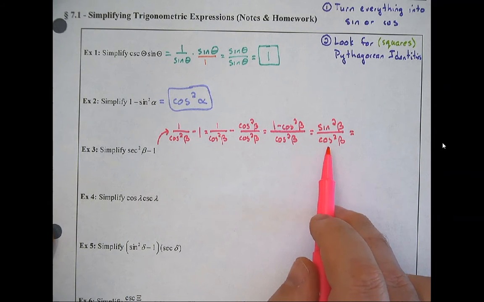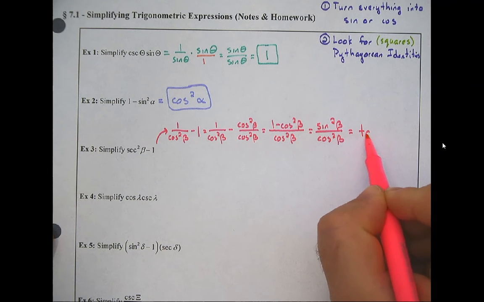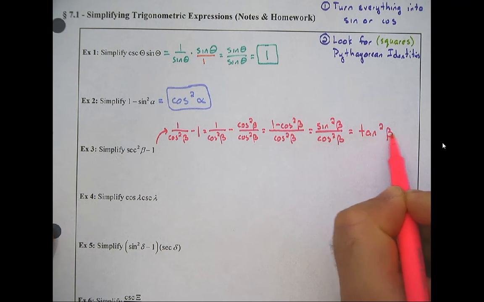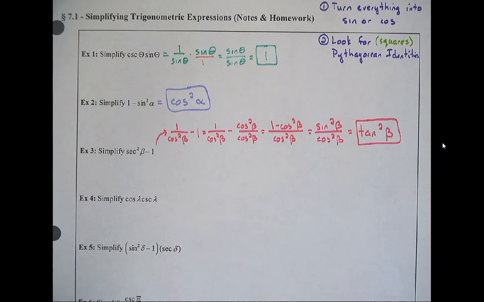What's sine over cosine? Tangent. So what's sine squared over cosine squared? That would be tangent squared. I'm down to one term. That's where we're going to stop for today.